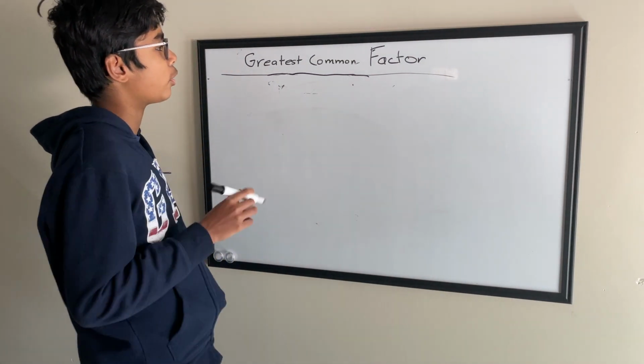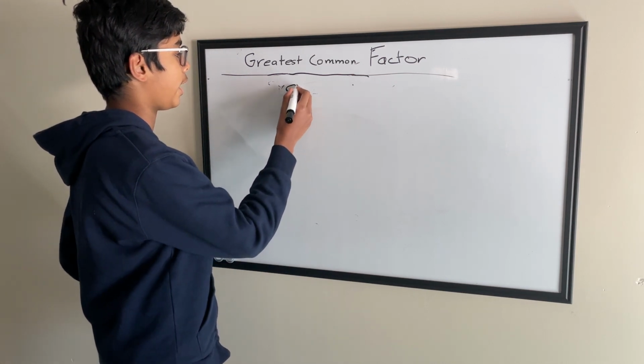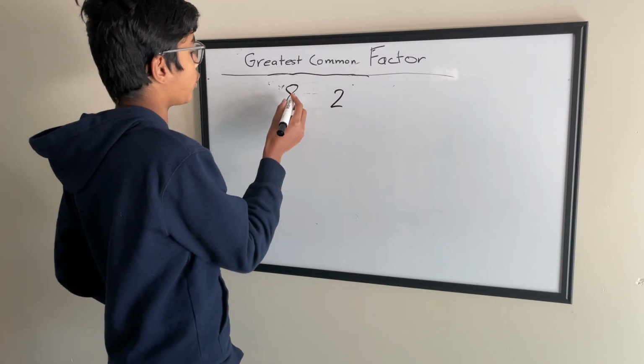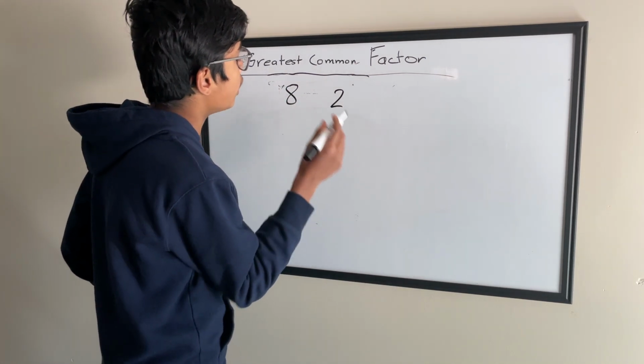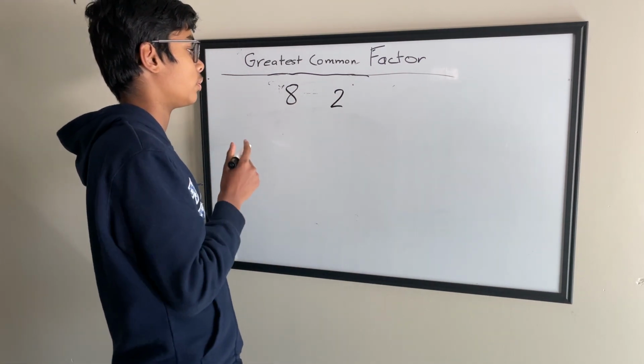So, if you want to know what the greatest common factor is, first we have to know what a factor is. Let's say the number 8. So a factor of 8 would be 2, because you can divide 8 by 2 and it would equal a whole number. So a factor is basically anything you can divide to equal a whole number.